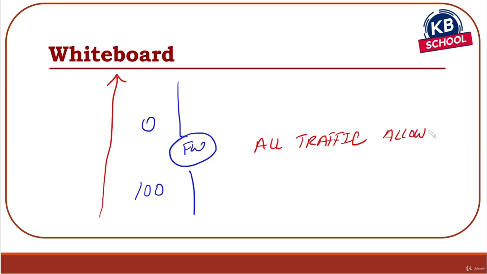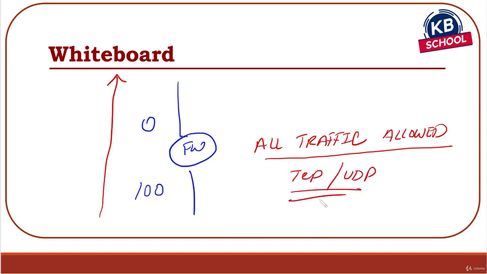Although all traffic is allowed, we also talked about that it only inspects TCP and UDP traffic. So the return traffic would only be coming in for TCP and UDP based traffic. How about traffic coming in from the other side, from low to high? Low to high, all traffic is blocked by default.